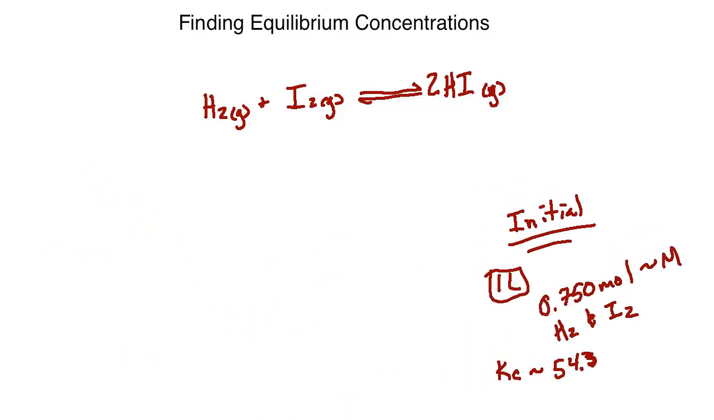Okay. So when I get ready to set up my ice box, I start and I say here's I, C, and E. And remember, I stands for initial, C stands for change, and E stands for equilibrium. So what are the initial values that I have here? Well, I said that I was going to start with 0.750 H2, 0.750 I2, and then there's 0 HI at the very start of this reaction.